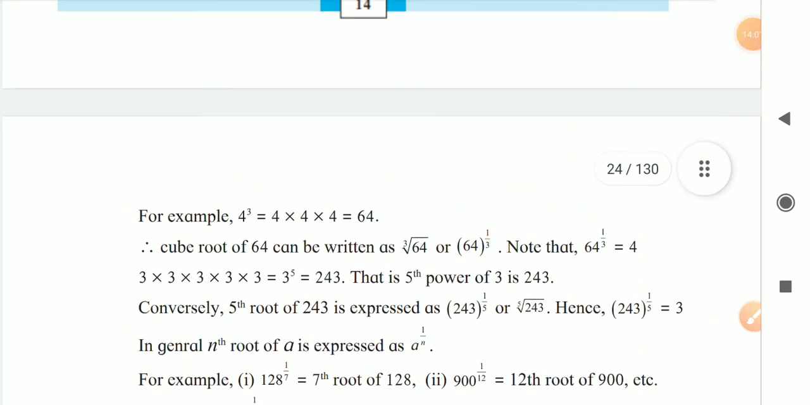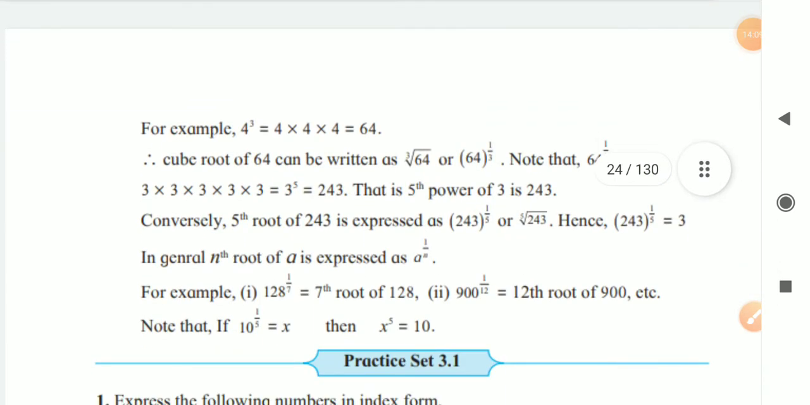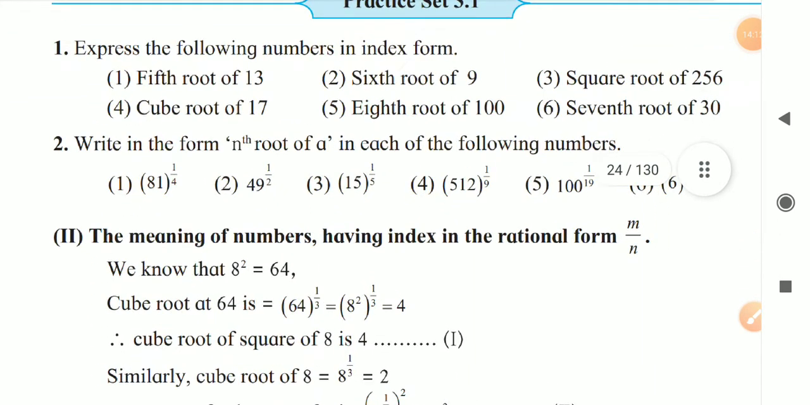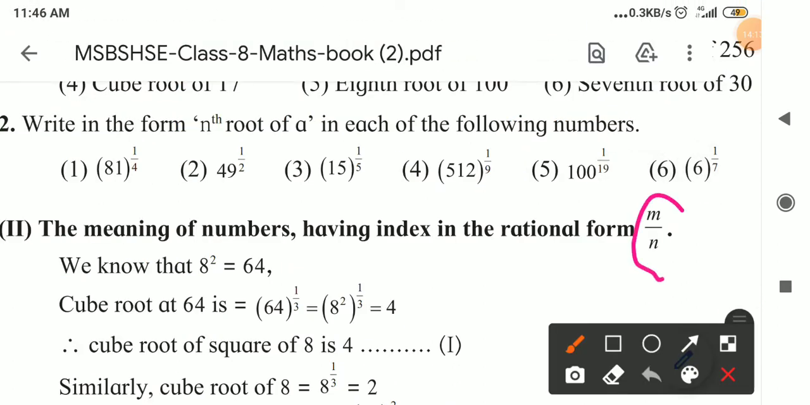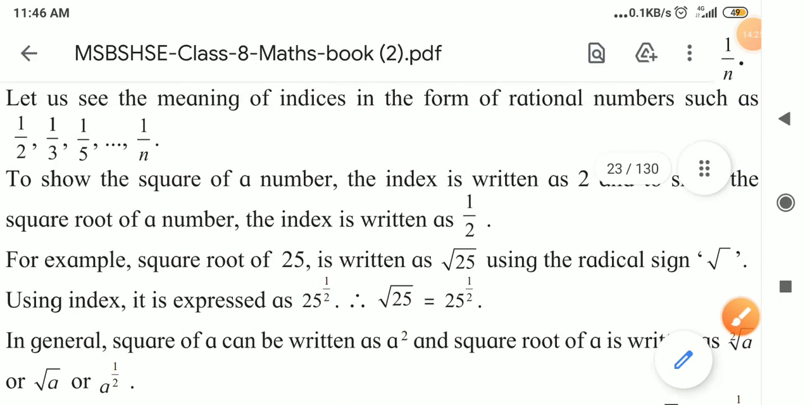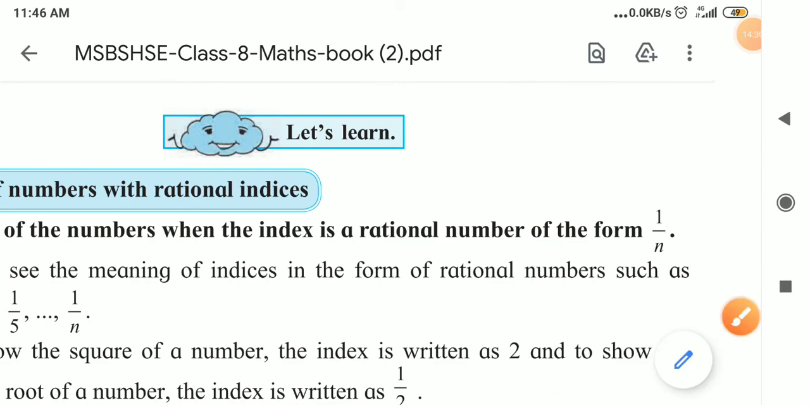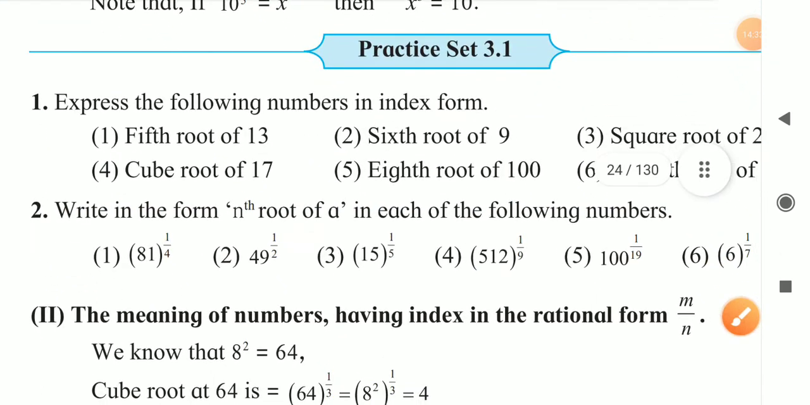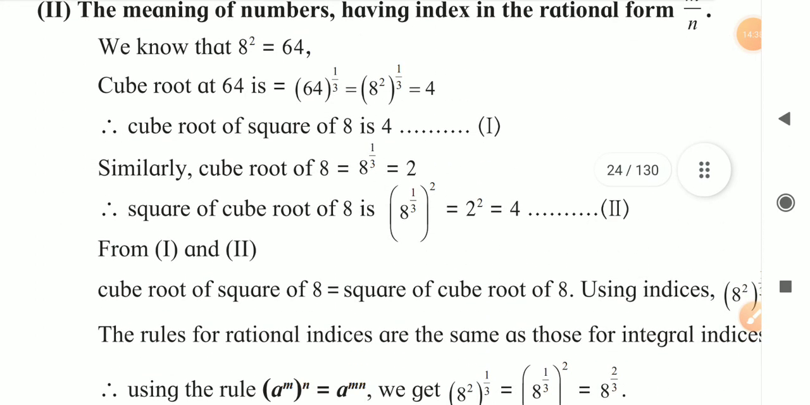So the first point we have completed, that is the meaning of numbers when the index is a rational number in the form of 1 upon n. And the second part is the meaning of a number having index in rational form m upon n. So tomorrow we are going to study this m upon n form. Today we saw the 1 upon n form. Here the numerator is 1 and the denominators are different, but tomorrow we will see the other form, where m and n are two different numbers. Then how to do this, we will see tomorrow.